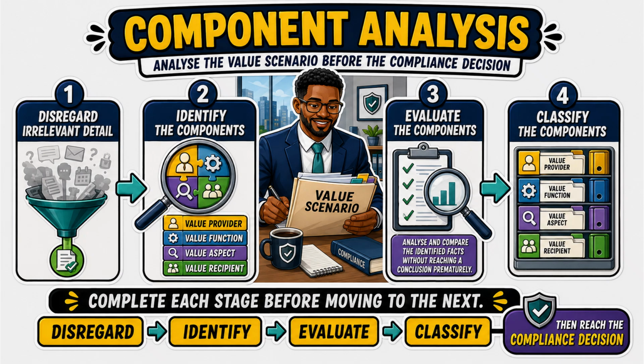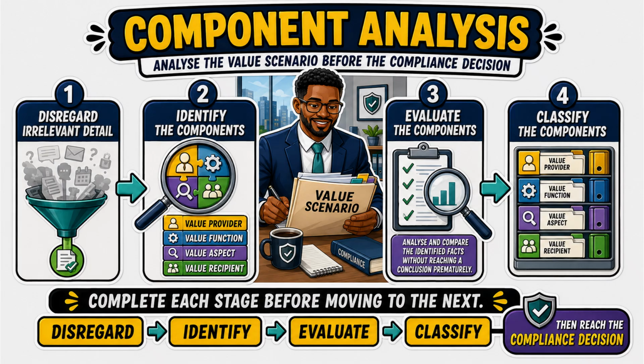Stage 4 is to classify the components. You compare the evaluated components with the definitions contained in the applicable legislation. You then assign each component to the correct legal or regulatory category. Classification determines how the complete value scenario must be treated and which regulatory requirements must be considered.